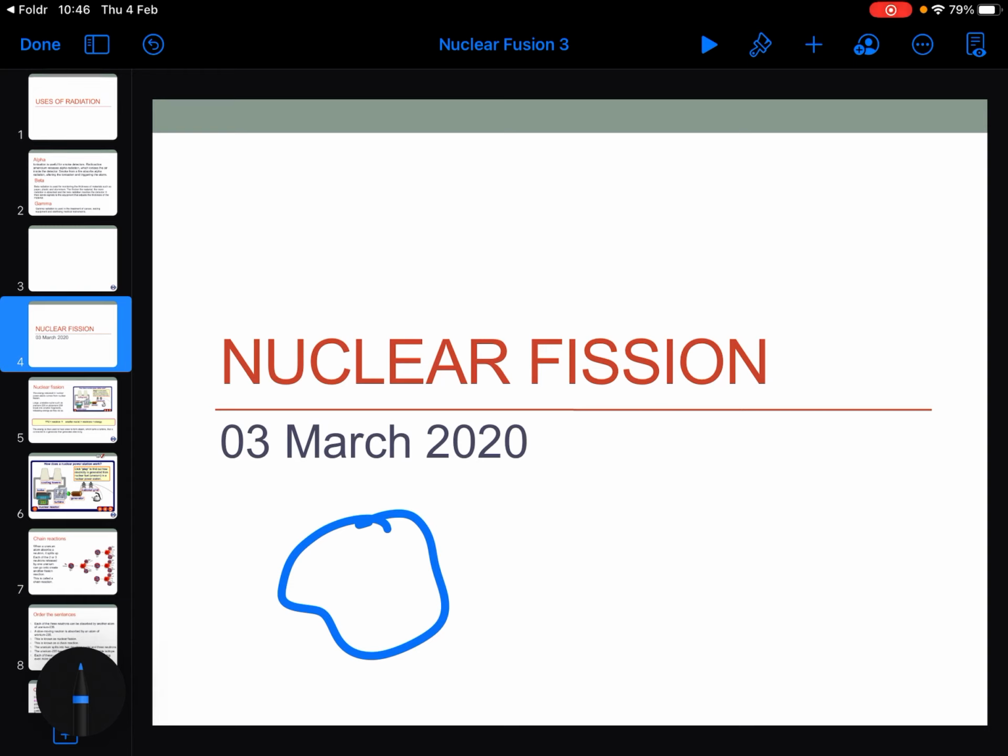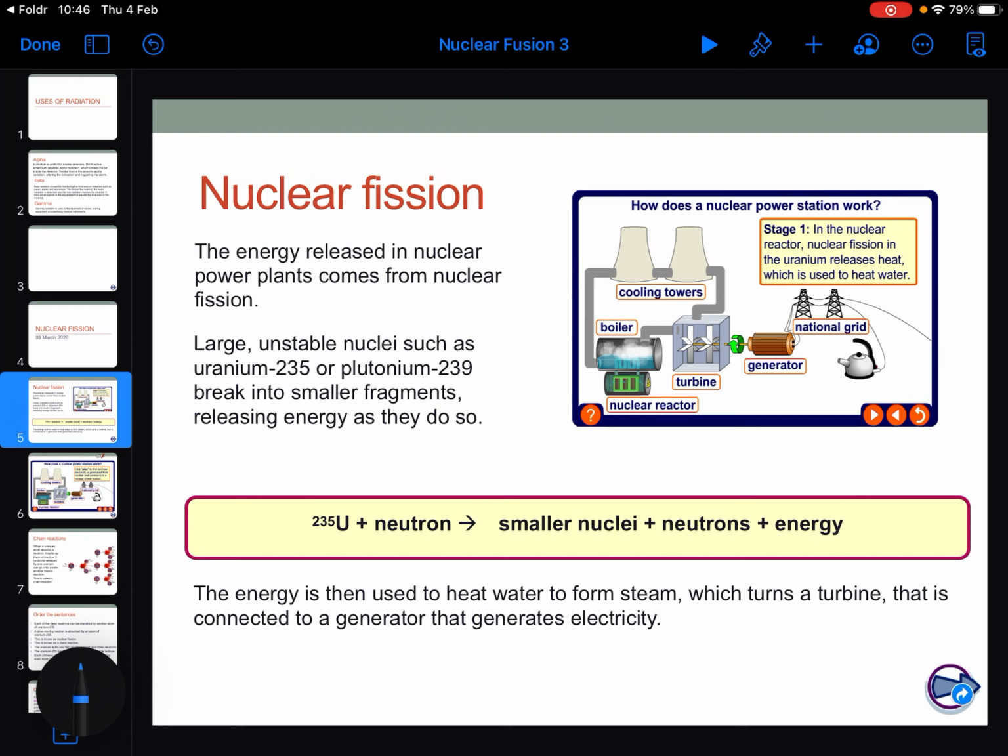So in order to ensure that fission happens, you generally get a neutron to be absorbed into the large nucleus. So you have a neutron being absorbed into the large nucleus and that causes it to become more unstable and break up. So if you look at this yellow box here, you've got uranium-235, should say nuclear fission uses very, very large nuclei. So that's why you've got 235 as that mass number of uranium, showing just how big it is. Plus a neutron, which is absorbed, goes to smaller nuclei, neutrons and energy.